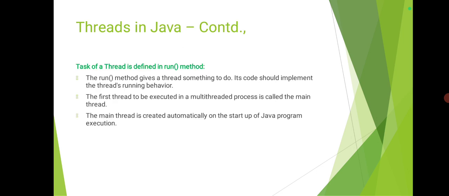The task of a thread is defined in a run method. The run method is mandatory to run a thread program. It gives a thread something to do. Its code should implement the thread's running behavior. The first thread to be executed in a multi-threaded process is called the main thread. The main thread is created automatically on the start of the Java program execution.